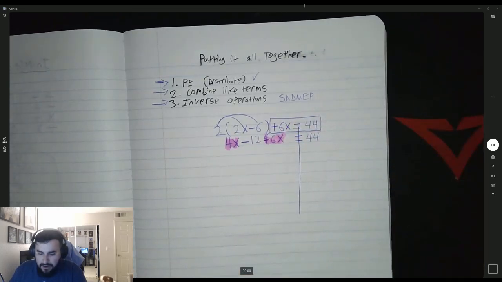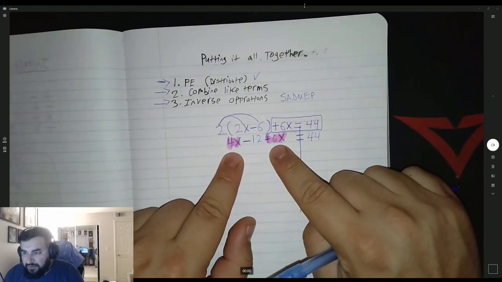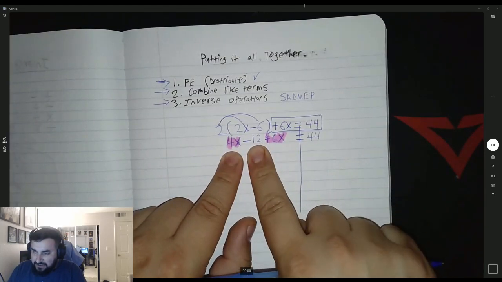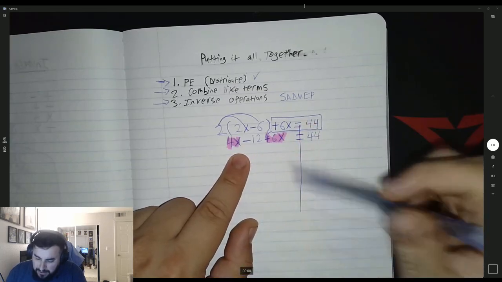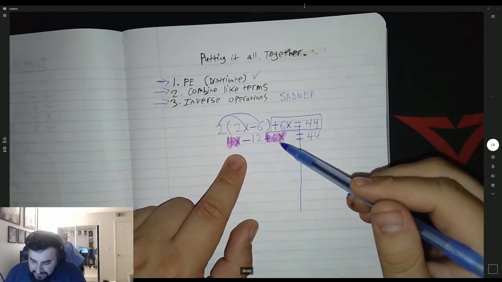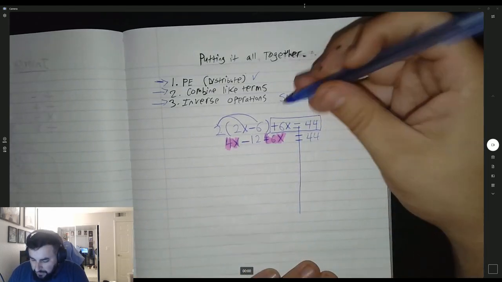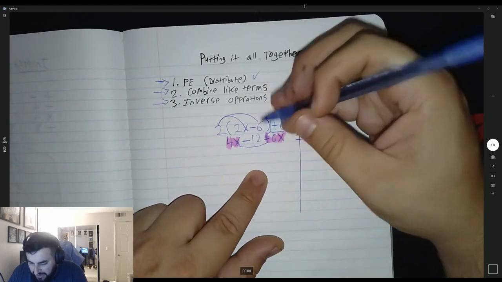Okay. Now think about this. Do pinks want to be with pinks? Of course they do. And even though there's a number in between, that's fine. You can still put those together because they're on the same side of the equal sign. So you have a 4x and a positive 6x. You combine those into how many x's total? You get 10 x's total. So I'm going to combine these two. I'm going to write that new number right here.